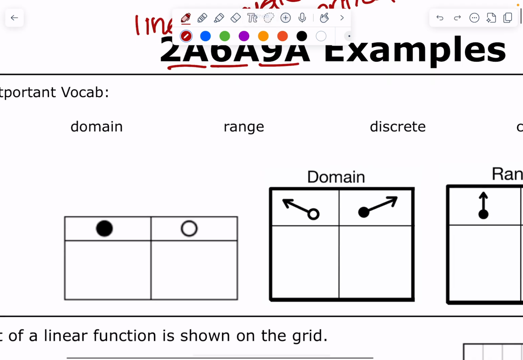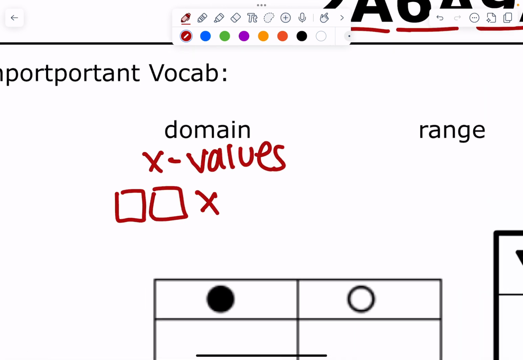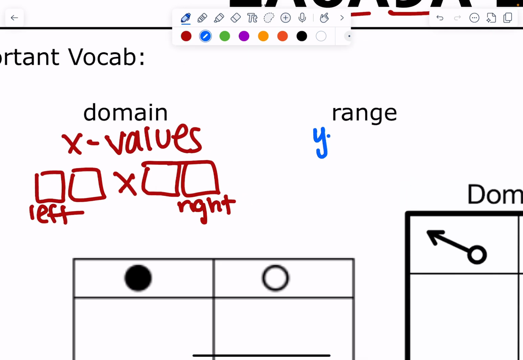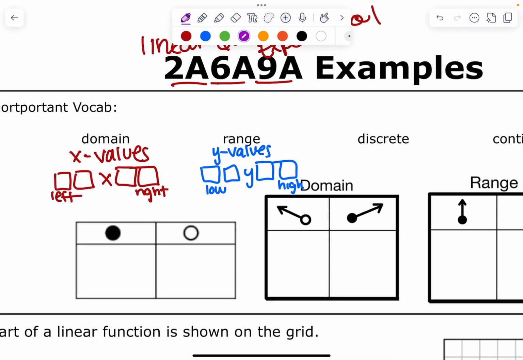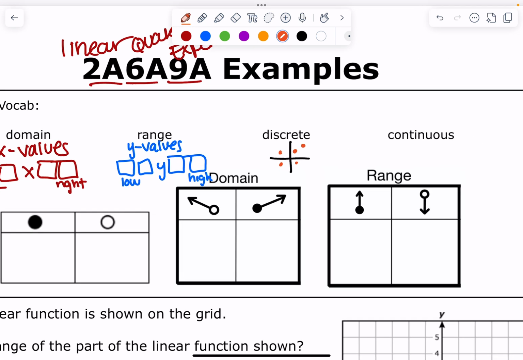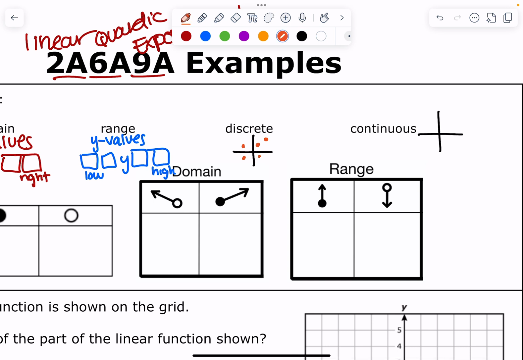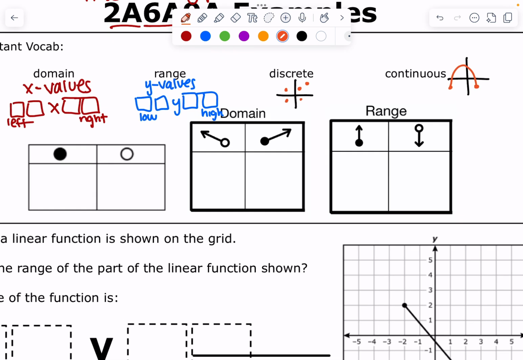Domain, which is going to be your x values, which we're always going to write box, box, x, box, box, left to right. This is going to help you. We're going to fill it out as we go. Your range, which is going to be y values, box, box, y, box, box, low to high, okay? Then discrete graphs are going to be where it is like just points on the graph, not connected. Then continuous graphs are going to be the ones that are connected, the ones that don't have points everywhere, okay?